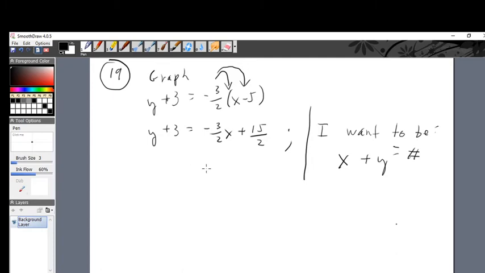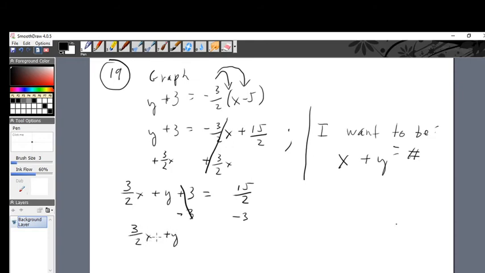All right, so the first thing I want to do is add plus 3 halves x to both sides. This is gone, and I'll have 3 halves x. I'll put the x first: 3 halves x plus y plus 3 equals 15 over 2. Now I want to get rid of that 3. That 3's got to go. Minus 3 on the left, minus 3 on the right. That's going to be gone. I'll have 3 halves x plus y.